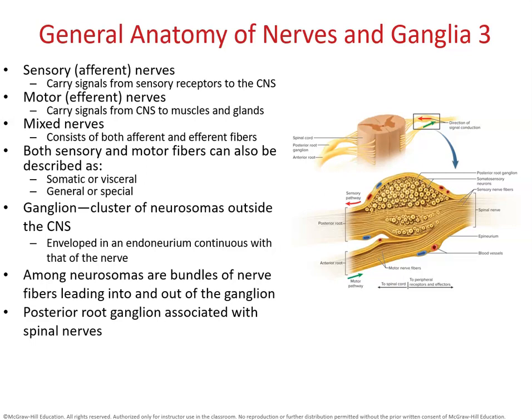When I say ganglion, what I mean is a cluster of neurosomas or nerve cell bodies that we find outside of the central nervous system. And these are wrapped up with one continuous layer of endoneurium.